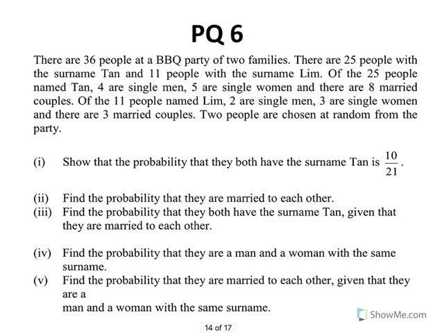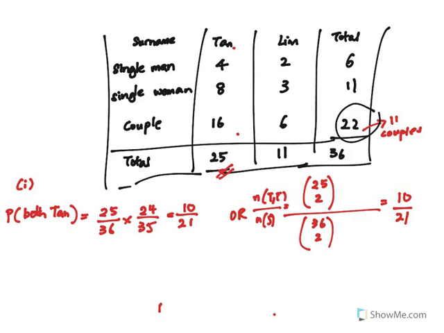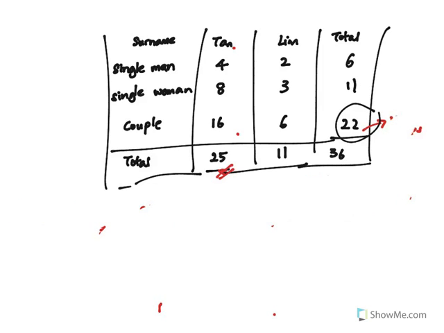Part 4: I want to find the probability that there are a man and a woman with the same surname. So if I choose, it may not be a married couple. It could be a single man and a single woman. So if I look carefully, there are a man and a woman with the same surname. If I go back to this table, first of all, if I want to choose, maybe I just look at the Tan side.